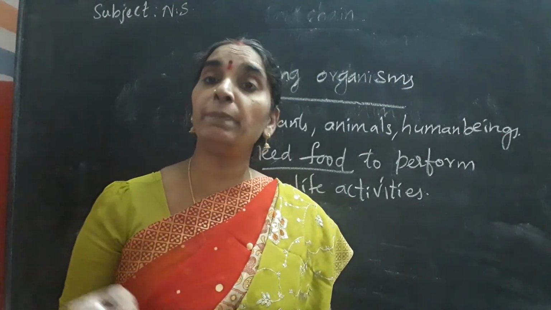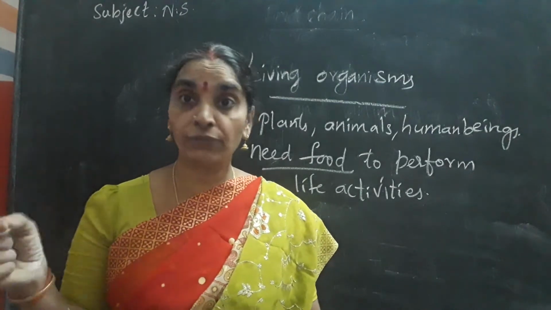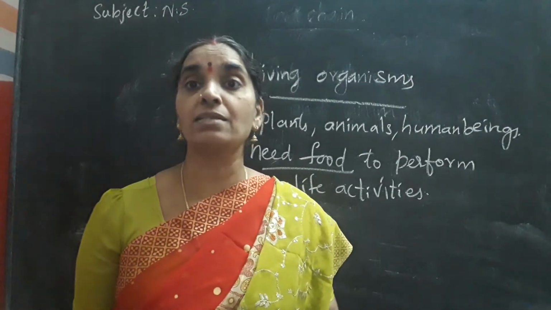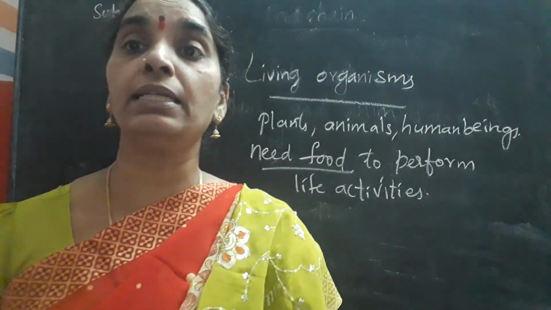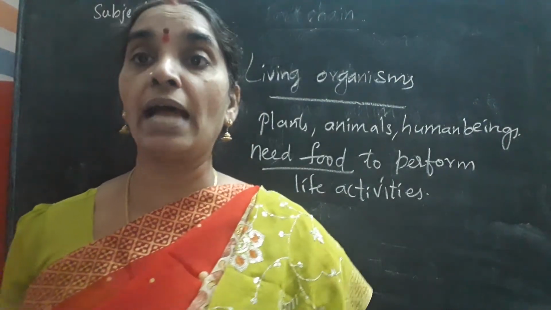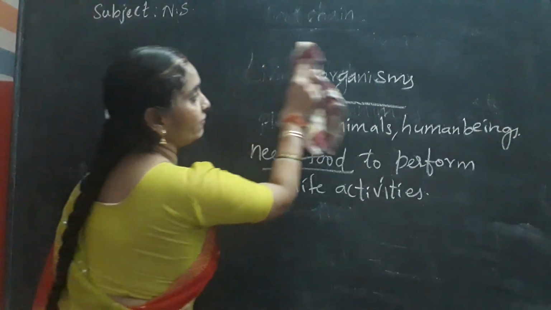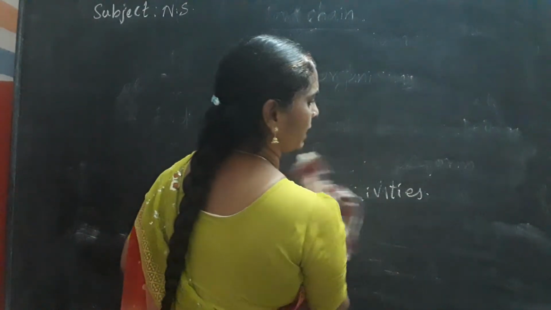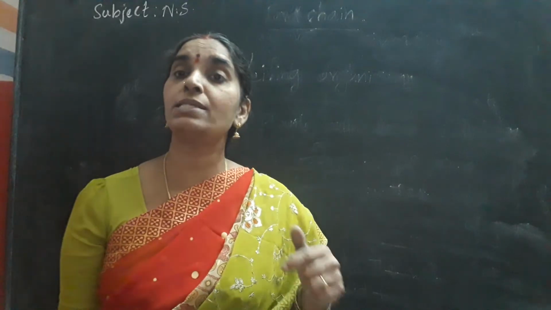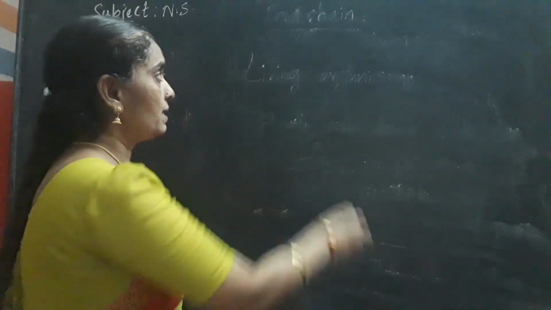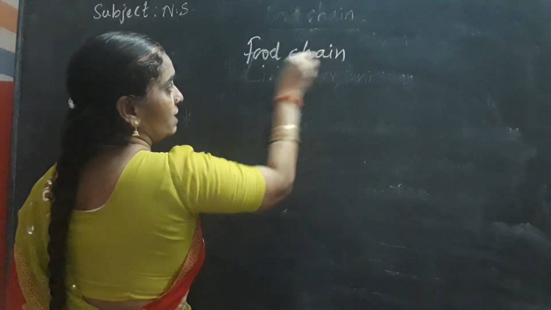The relationship between the plants and animals for food, based on their food habits, is called a food chain. So you can understand that a food chain explains the interdependence of living organisms based on their food habits. Another definition of the food chain is the relationship between the plants and animals based on their food habits.